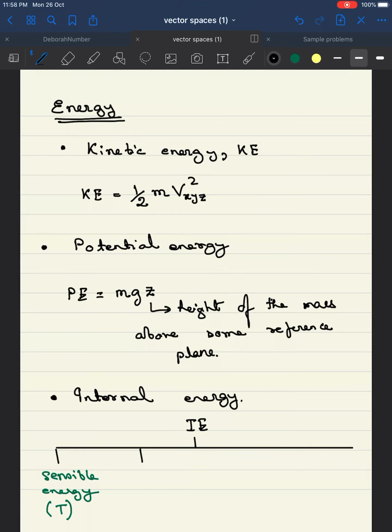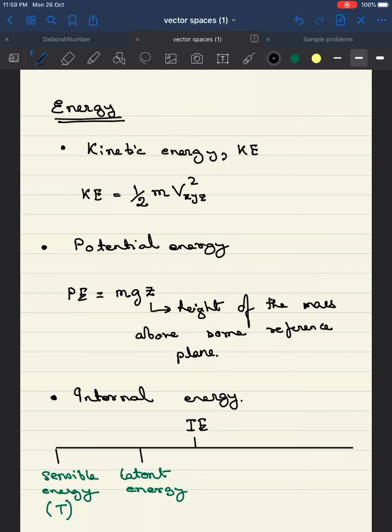So sensible energy is a form of internal energy. It's sort of obvious why we call it sensible, because we can sense it through the temperature. So there is the other type of internal energy that can be there, which is latent energy, right? So this is the energy associated with phase change, where the temperature does not change, but the phase of a material changes. For example, a solid can change into a liquid, or a liquid can change to a gas, right?